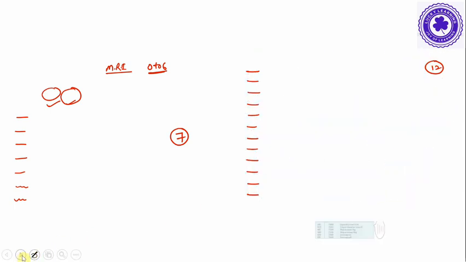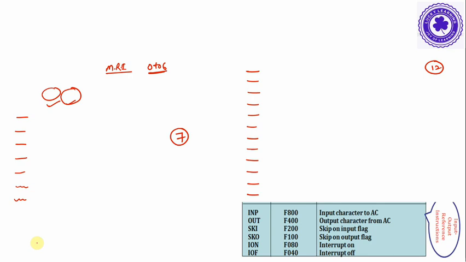And when it comes to the IO instructions, the 12-bit address is used to represent the IO instructions. In that, the least significant 6 bits are used to represent 6 input output instructions. Those are INP, that is input character to accumulator, output character from accumulator, skip on input flag, skip on output flag, interrupt on and interrupt off.